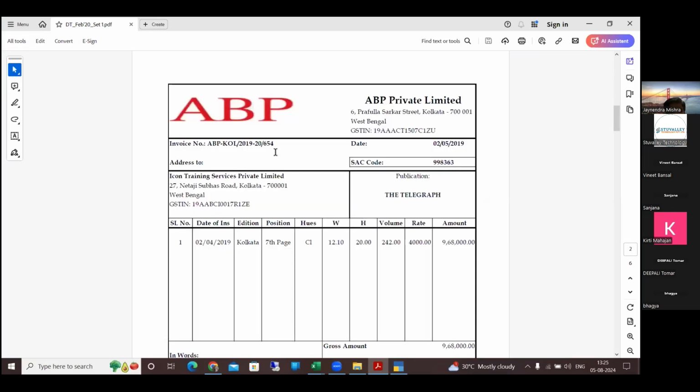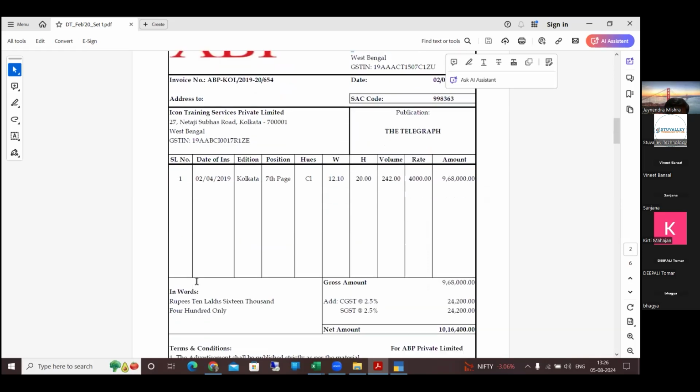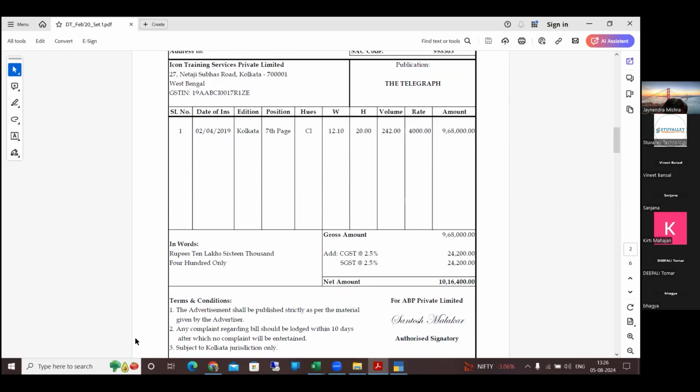Next invoice, friends. What is this invoice, friends? Who has issued this invoice? ABP Private Limited. Why has ABP Private Limited issued this invoice, friends? Because we have done advertisement. How can we know, friends? The invoice itself will tell. Advertisement shall be published.